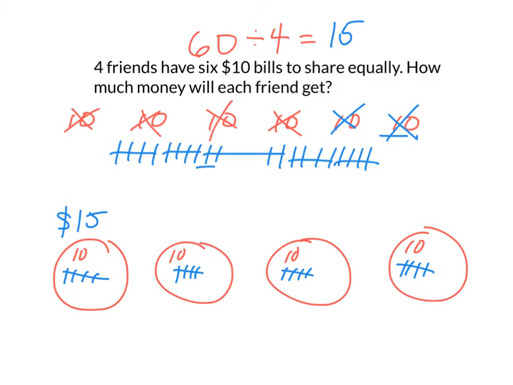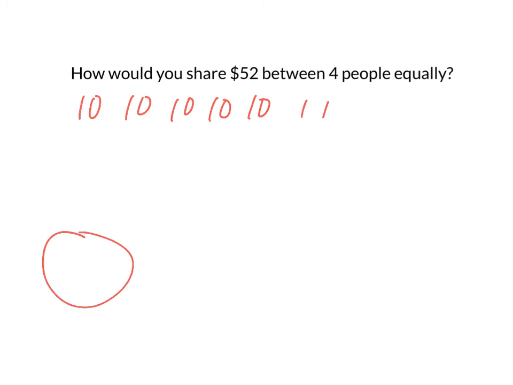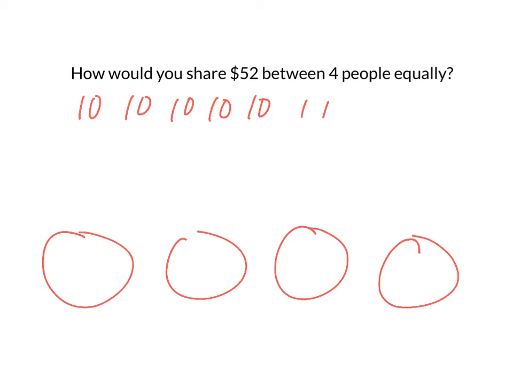Today we're going to be practicing using these strategies with bigger division problems. So here's another one to try. How would you share $52 between 4 people equally? Well, again, I would do a drawing like I did before. And I'm going to do 5 $10 bills and then 2 $1 bills. And then I'm going to draw 4 circles again because those are my 4 people that I'm distributing between. And then I can start distributing.